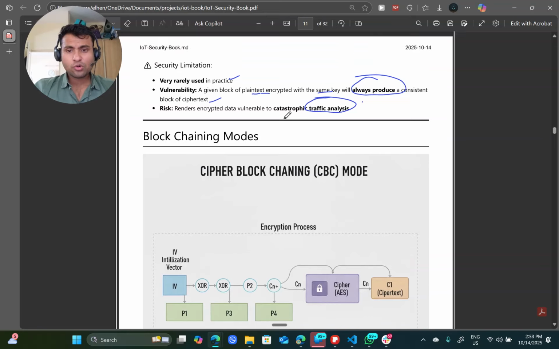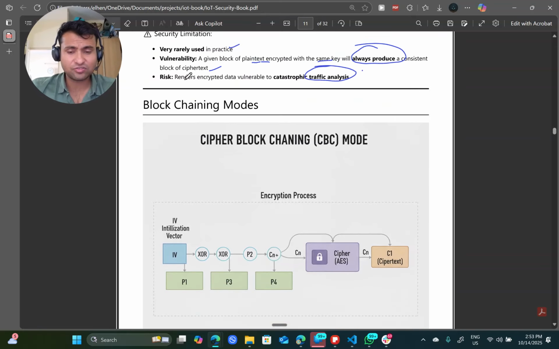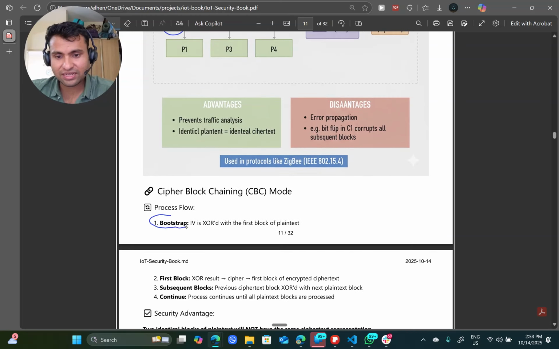In order to avoid these limitations and vulnerabilities which we discussed, there are block chaining methods. Block chaining is different from blockchains. In block chaining, there is an initialization vector. You bootstrap the entire system with an initialization vector, which is XORed. So the IV is XORed with the first block of plain text.